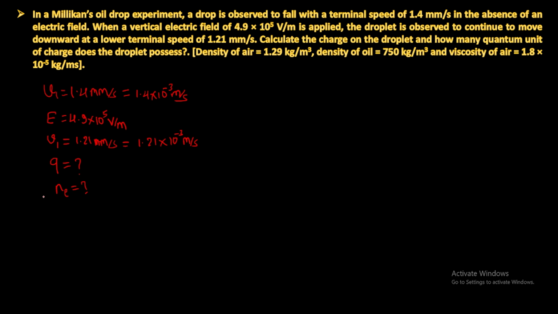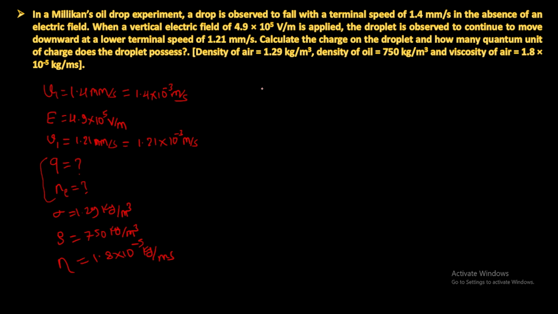And the additional givens are here. Density of air, that means sigma, is mentioned here, 1.29 kg per meter cube. Density of oil is also given here, rho is equal to 750 kg per meter cube. Viscosity is also given here, 1.8 into 10 to the power minus 5 kg per meter second. These are the givens, and these two are the problems that we have to find in these questions.